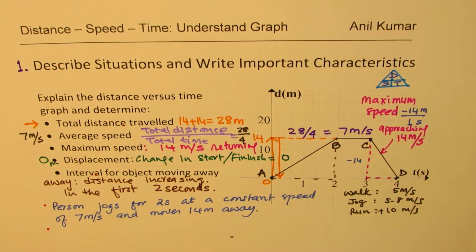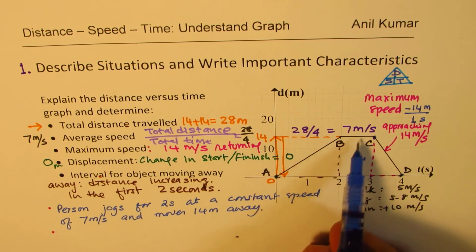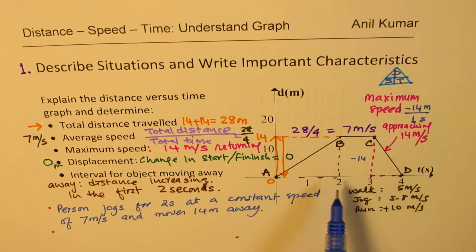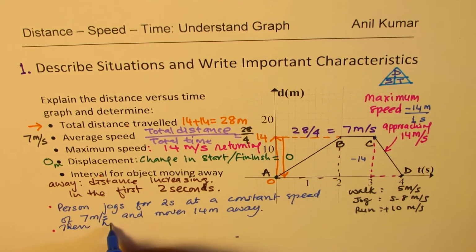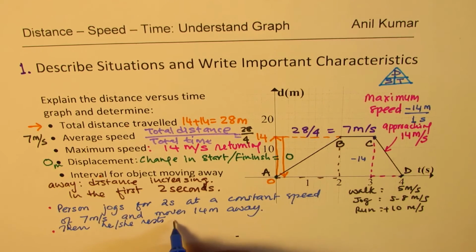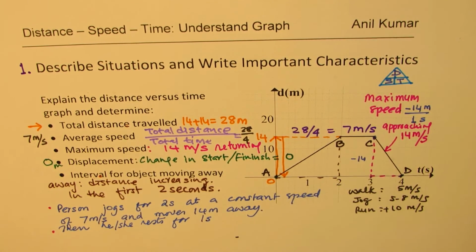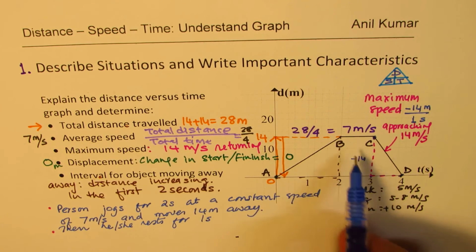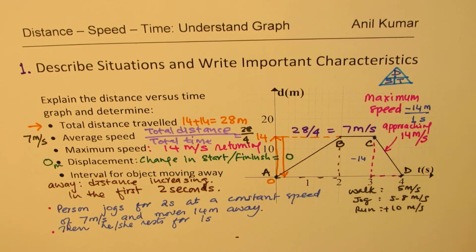Now B to C, what do you observe? There is no change in position, right? That means for 1 second, you could say he or she rests for 1 second. Do you see that? So for 1 second, from 2 to 3, there is no change in position. So the person is just resting there at this point.